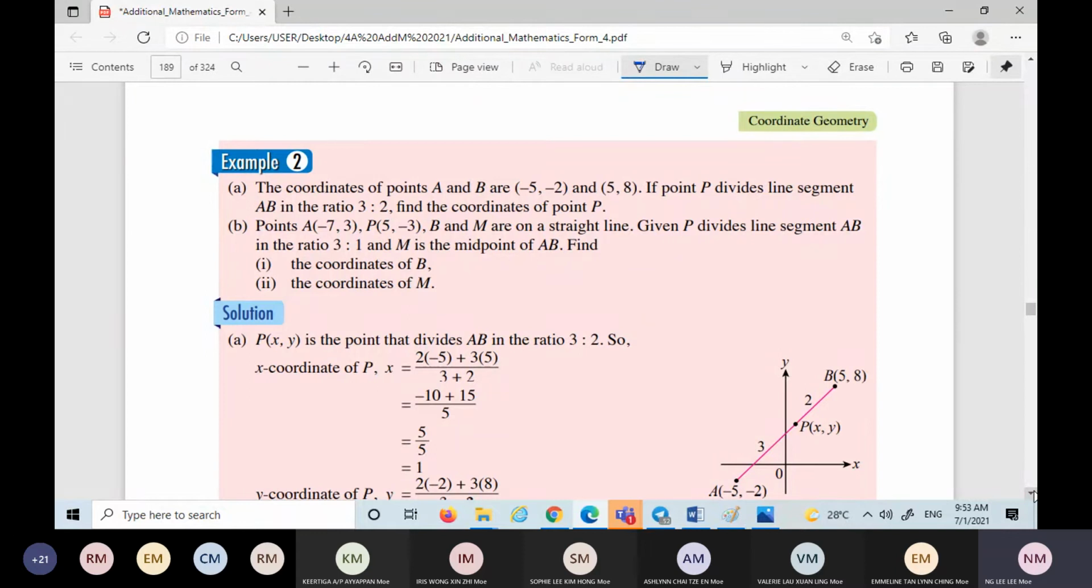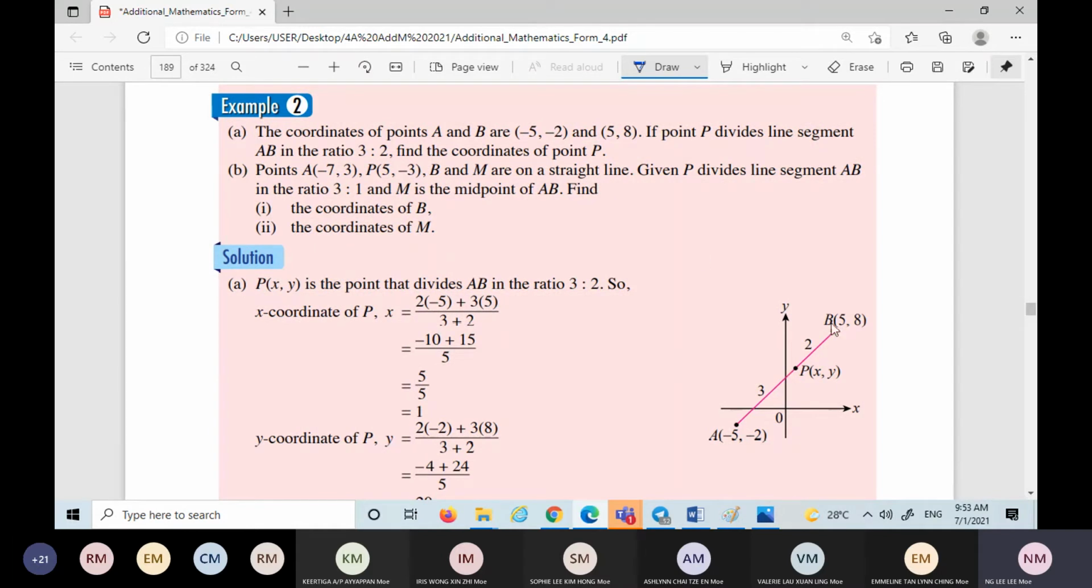The coordinates of the points A and B are (-5, -2) and (5, 8). So it's better for you to draw the diagram. It's just very simple. Even though you don't want to draw it correctly, follow that the negative is at negative. You just sketch. No need to draw the x and y axes.